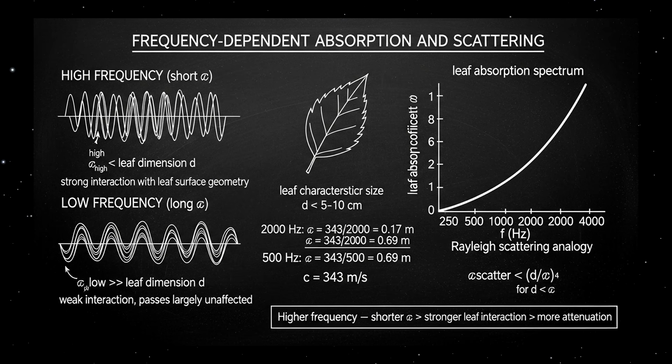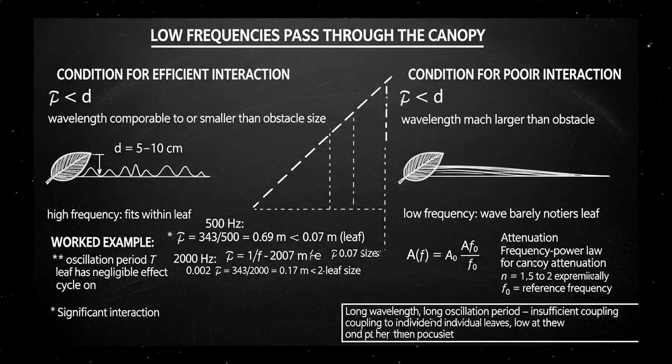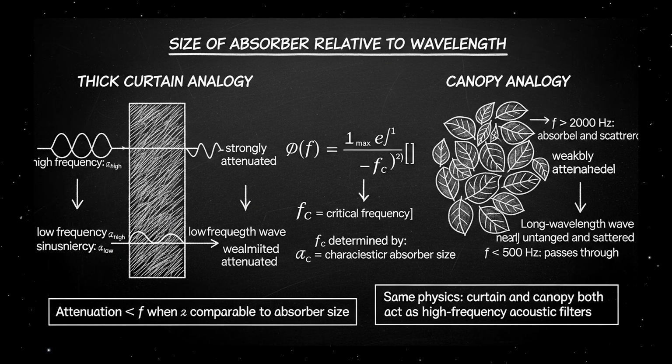Higher frequencies, shorter wavelengths, interact more strongly with the small, irregular leaf surfaces and are absorbed or scattered more effectively. Lower frequencies, longer wavelengths, with oscillation periods too long to interact efficiently with individual leaves, pass through the canopy with less attenuation. The physics is the same principle that governs why a thick curtain muffles high-pitched sounds, but allows bass frequencies through. The size of the absorbing surface relative to the wavelength determines how much energy is captured.